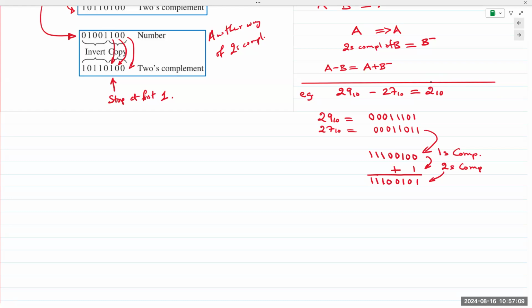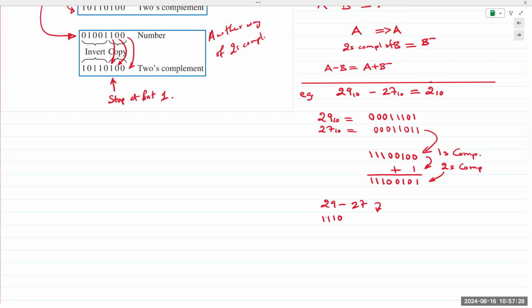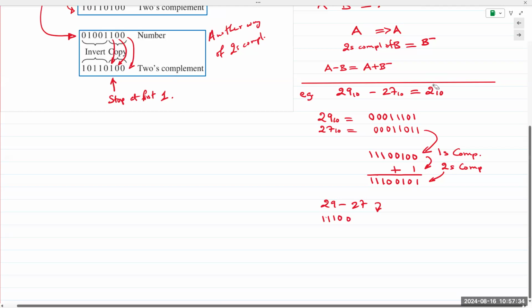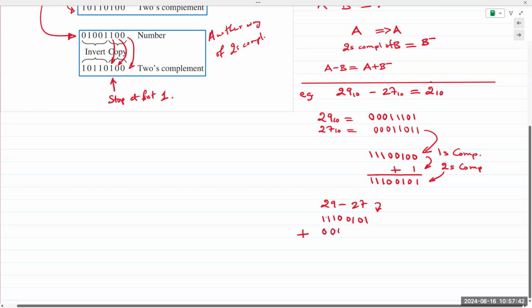Now, all we need to do to perform a subtraction is to take the 2's complement of 27 and add it to 29. So 29 minus 27 is going to be the 2's complement of 27, 11100101, added to 00011101. This is 29.